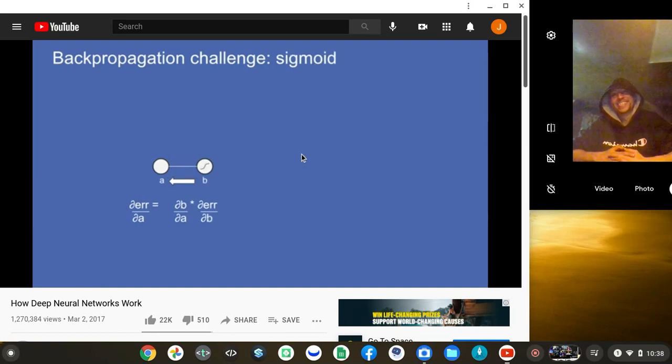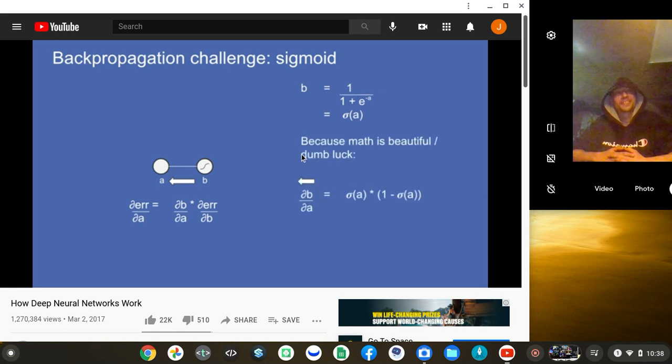Another element that we need to be able to backpropagate is the sigmoid function. So this one's a little bit more interesting mathematically. We'll just write it shorthand like this, the sigma function. It is entirely feasible to go through and take the derivative of this analytically and calculate it. It just so happens that this function has a nice property.